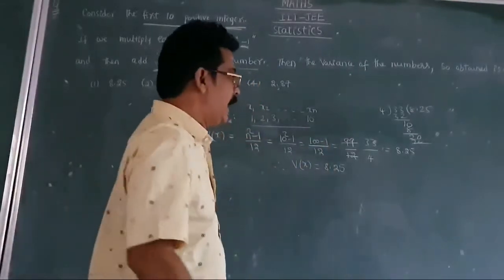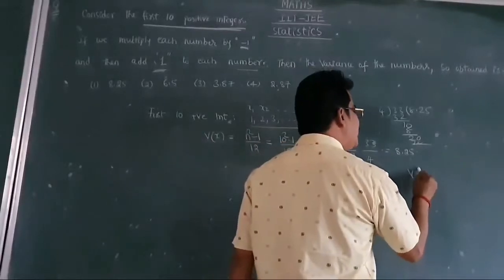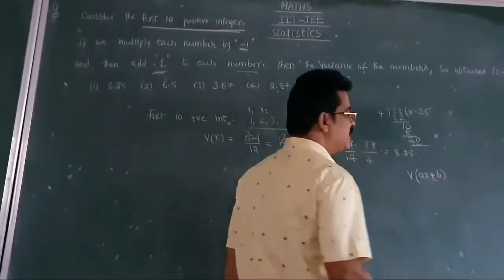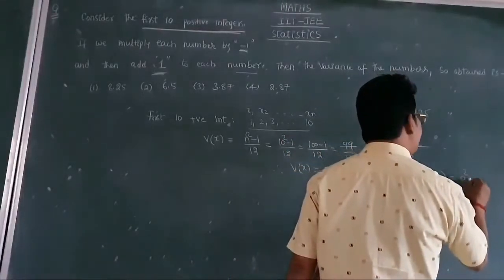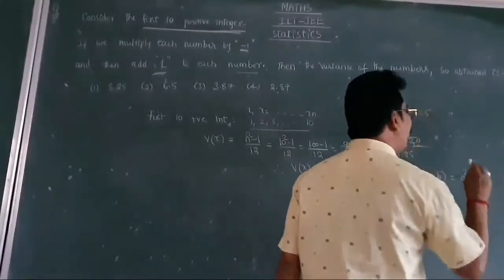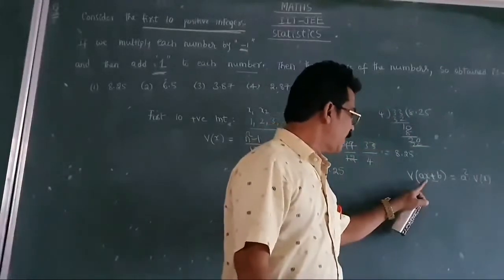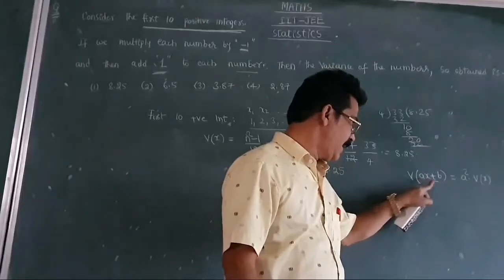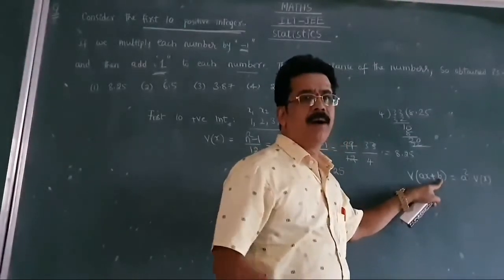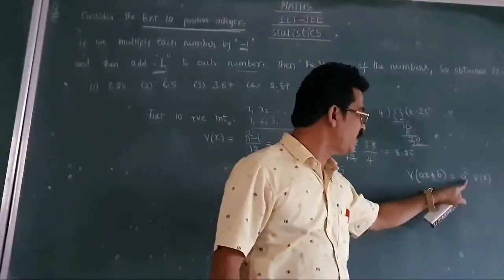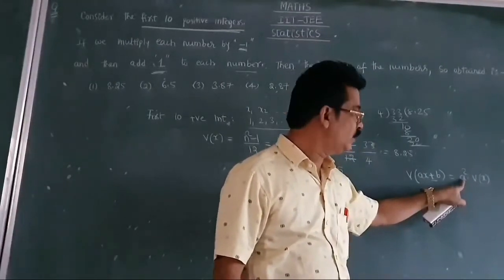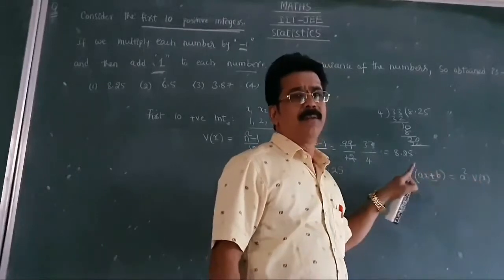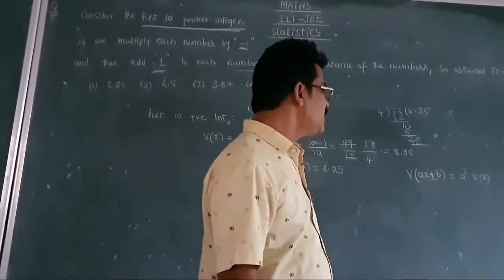So variance of x equals 8.25. Already I said one formula: variance of ax plus b or minus b is equal to a square into variance of x. It means if you are multiplying each and every observation by a and either adding b or subtracting b, then its value is a square into the original variance. That is the complete meaning of variance of ax plus or minus b.